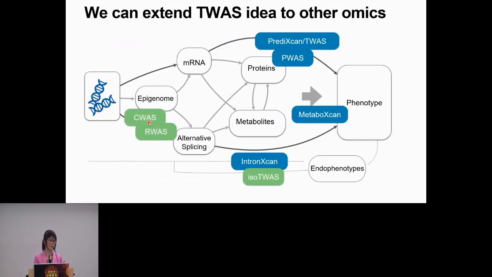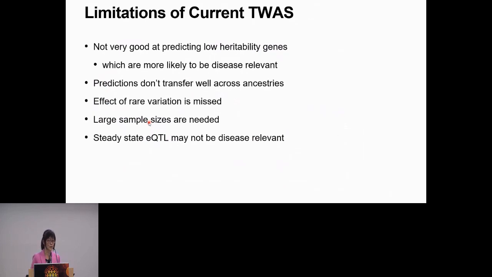And obviously, you don't have to stop with gene expression levels. You can predict protein levels, metabolites, isoforms, and people have been doing that, we and other people in the field. Of course, this method has many limitations. It's not very good at predicting genes whose expression is not very heritable. And as someone mentioned today, those are more likely to be relevant for the disease, right? If the gene is deleterious, selection is going to constrain this gene more. You will find fewer eQTLs, and those genes are going to be more relevant, but they are more difficult to predict.